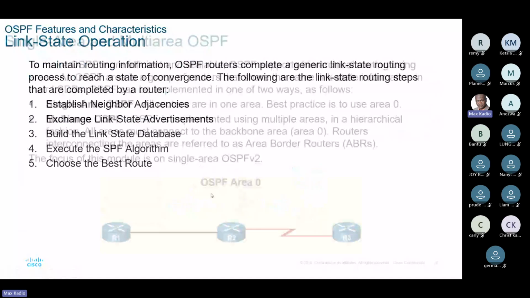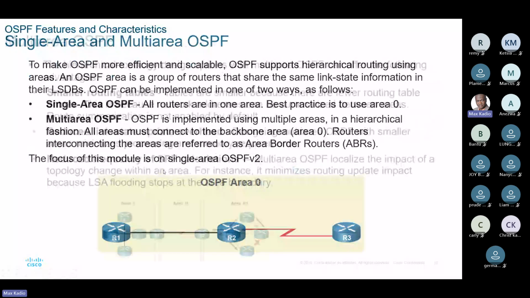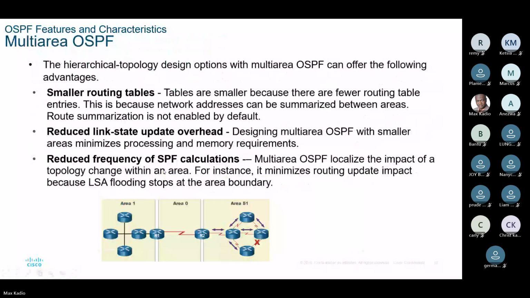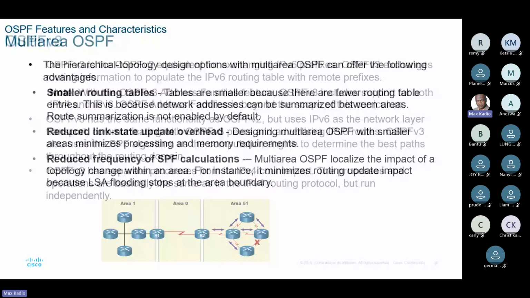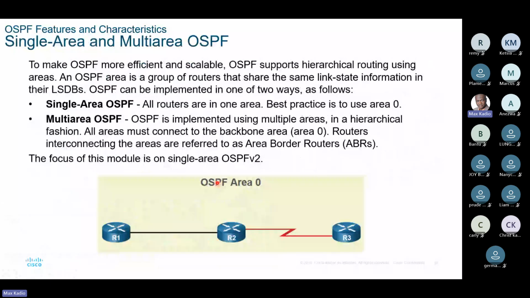OSPF version 3 is for IPv6. You'll see sometimes OSPF version 2 for IPv4. And we have something also called areas. For us, we'll do single area. It means all the routers will be in one box, for example, if I can say so. So we have single area OSPF. And we can also get a multi-area OSPF.